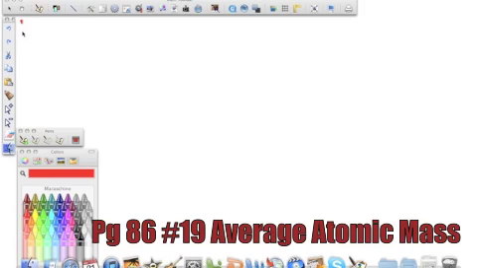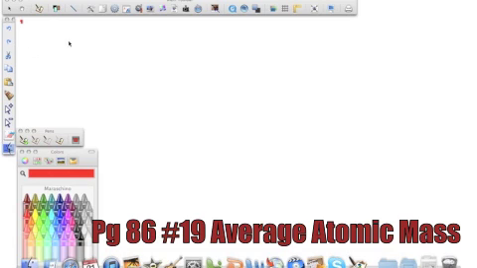Okay guys, we're going to work another practice problem. It is number 19 from page 87. It's an average atomic mass problem. And the problem reads that there are three isotopes of argon occurring in nature. We have argon-36, argon-38, and argon-40. And it says calculate the average atomic mass of argon to two decimal places given the following relative atomic masses and abundance of each of the isotopes.